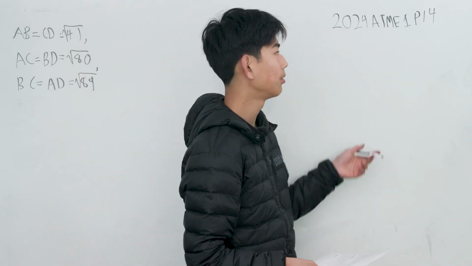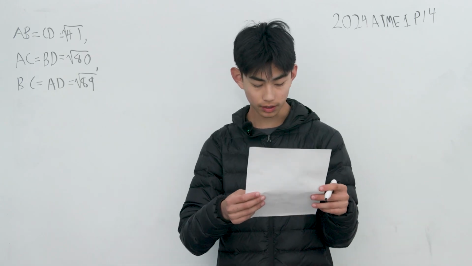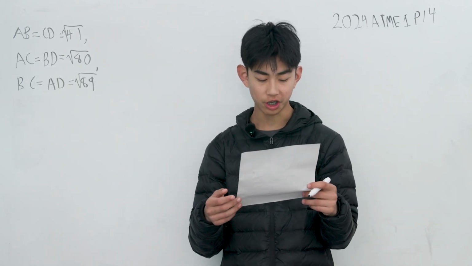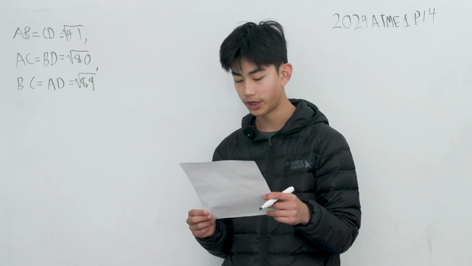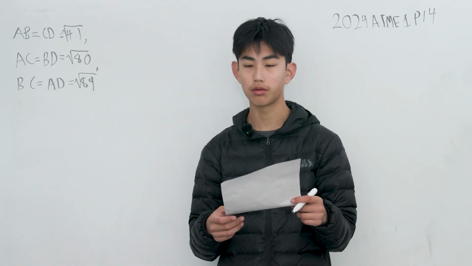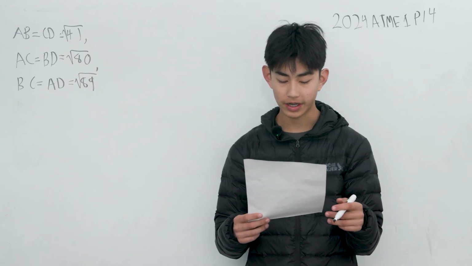We're solving problem 14 from the 2024 AIME I. Let ABCD be a tetrahedron such that AB equals CD equals the square root of 41, AC equals BD equals the square root of 80, and BC equals AD equals the square root of 89.